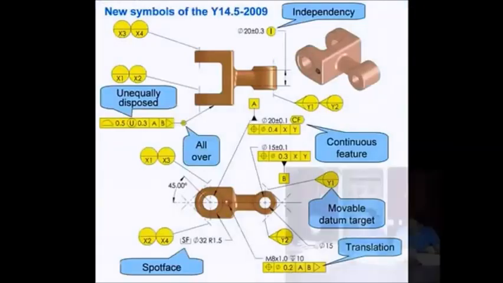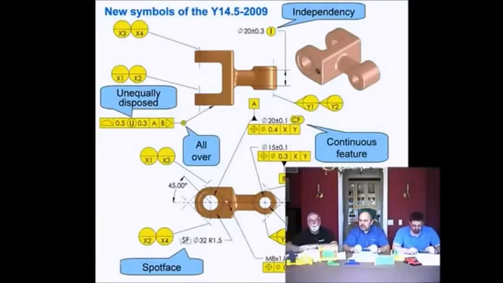Another new symbol is the continuous feature symbol. Many times you have a feature that's interrupted, and we know in the manufacturing process they're going to machine the whole surface of the whole diameter and put undercuts in there. Before, if we wanted to put a form control, we'd have to put it on each of those diameters where all these interruptions were. Now we have a continuous feature symbol. We can just treat them as a single feature of size, and then rule number 1 applies. We eliminate a call out on those things.